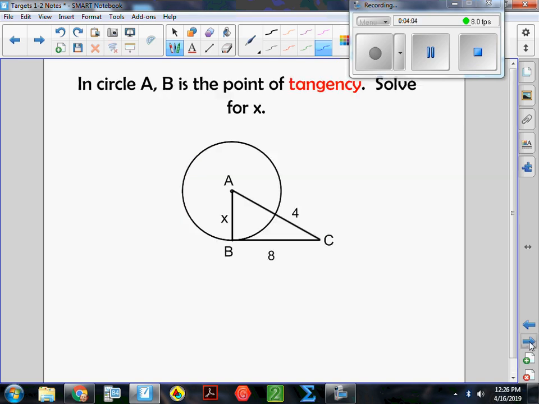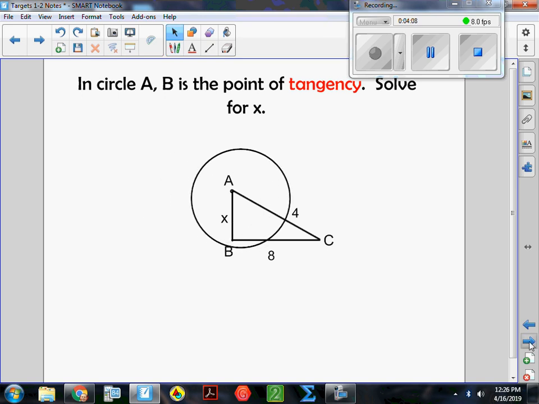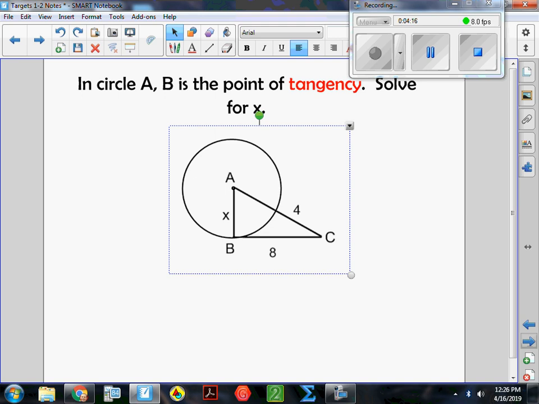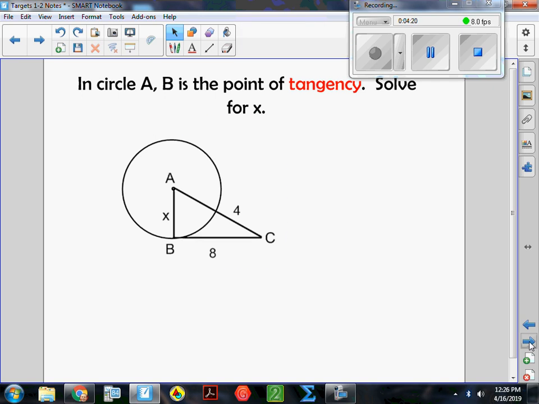Here's a problem that's similar to using that. In circle A, B is the point of tangency. We're trying to find the value of x. Well, this problem is very difficult to do unless you recognize that this radius has to be the same length as a radius anywhere in the circle. And so if the radius is x, I can put that on both parts of the triangle.